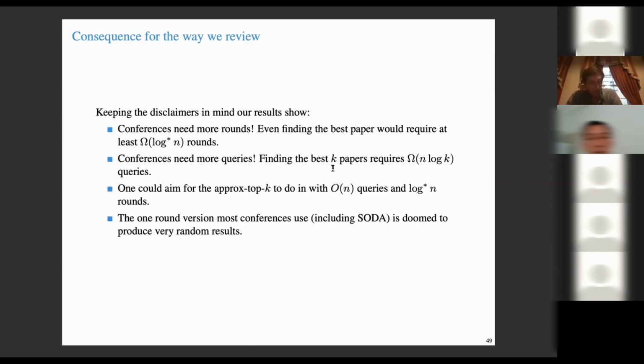In particular, in this model, what we saw is that if you want to find the best paper, even that is going to take you log star n rounds, and not just some fixed constant that is always 3, no matter how many submissions you have. So think of NeurIPS, where they have 8,000 submissions or so, and only 1 round. It's not going to work. And the same if you want to find the best k papers, then you're going to need n log k queries. Okay, and that's all I have to say. Thank you very much.